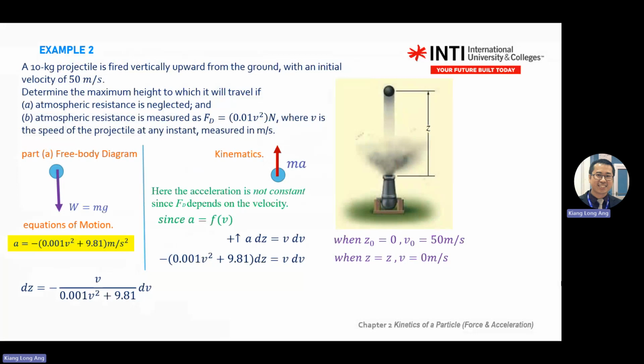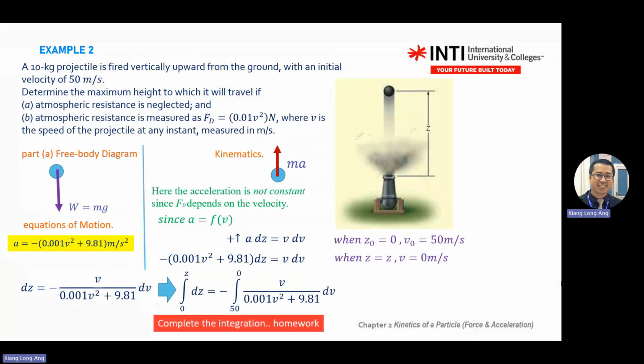That one you go and find your mathematics textbook. Okay, you do your integration. This is your homework. Go and do your integration. How to do it? Go and find out. So you find your z equal to 114. This is a reference answer.